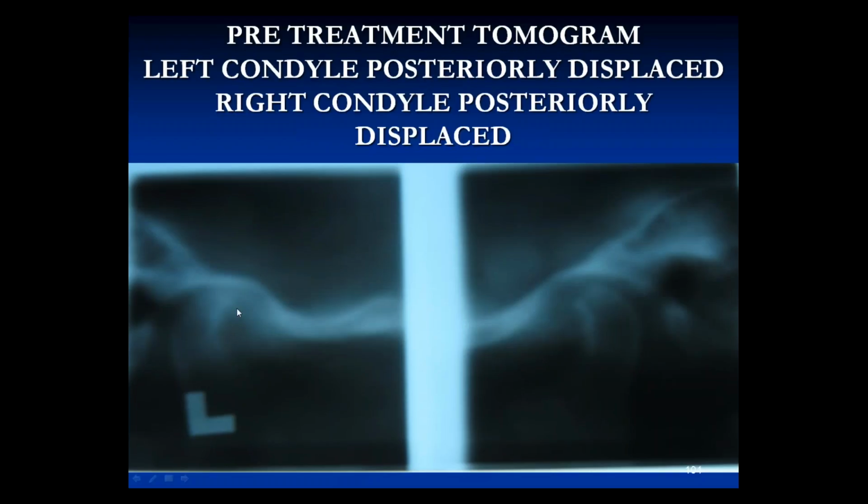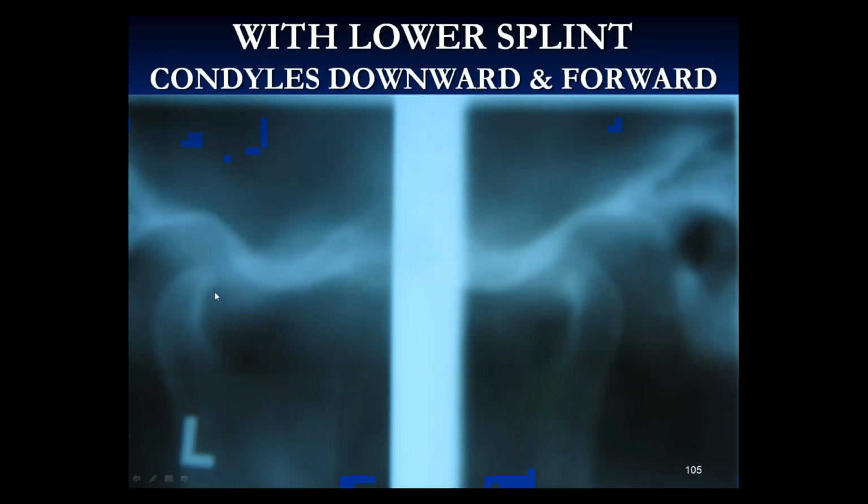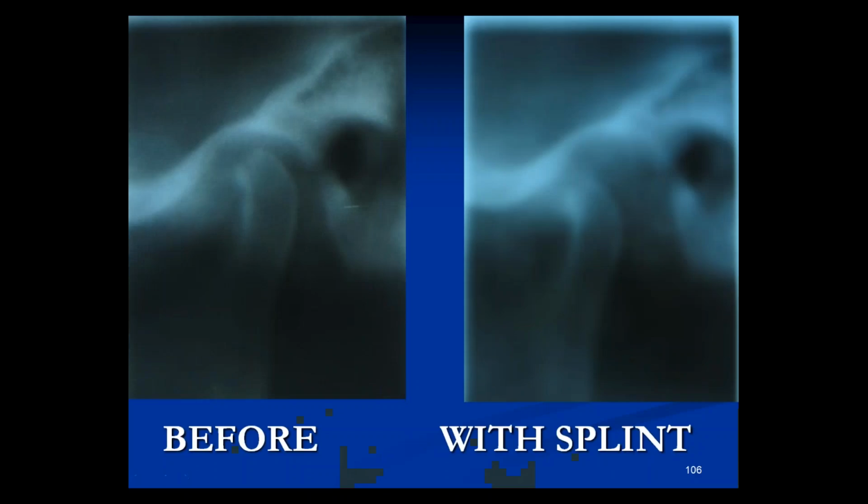Okay, so here's the condyle when the patient bites in centric. Here's the condyle when the patient has a splint. Look at the big space distal to the condyle. Okay, but you don't have to take an x-ray if you don't want to. If you don't have the equipment, don't worry about it. Just put the condyle where they don't click.